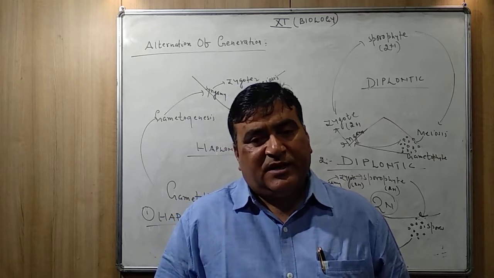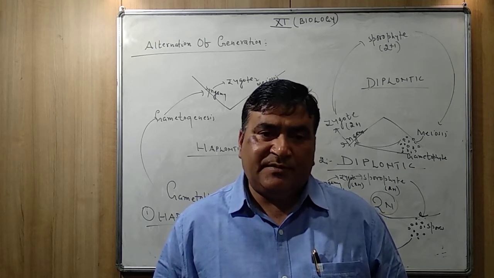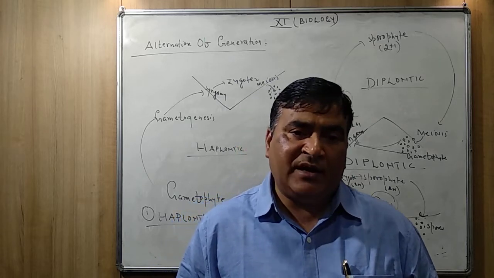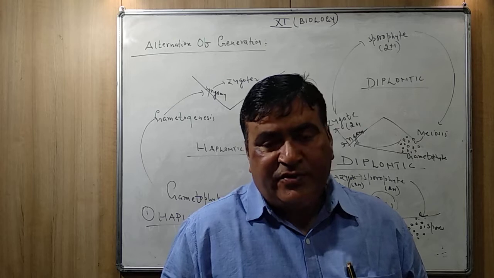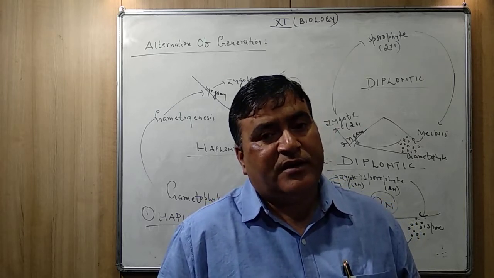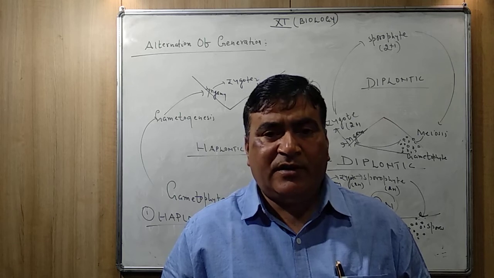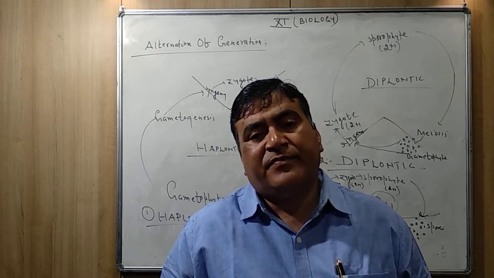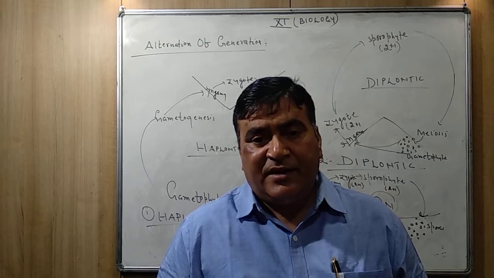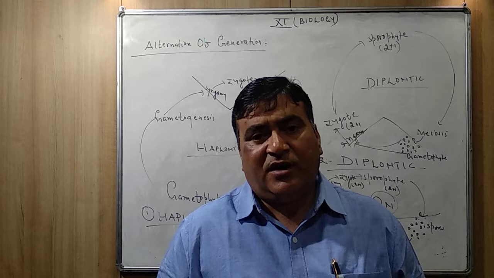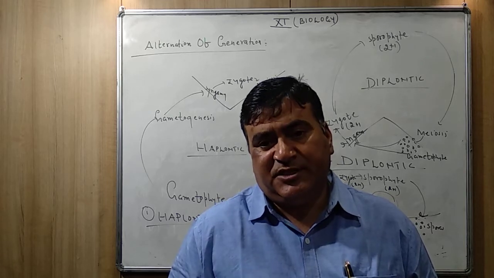So each individual, whether it is plant or animal, the organism has how many stages in their life cycle? Two stages. These are haploid and diploid stages. In the haploid stage, a single set of the chromosome is found in the cells. In each cell, a single set of the chromosome is present, but in the diploid stage, in a diploid cell, two sets of the chromosomes are present.